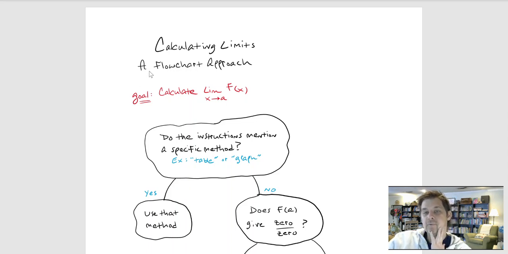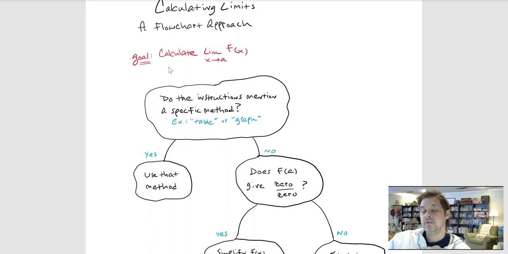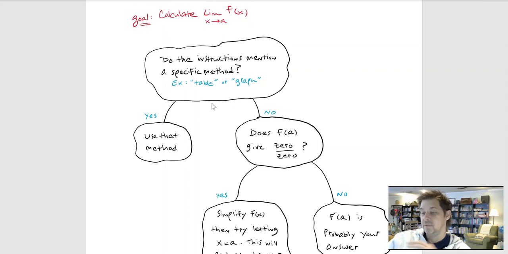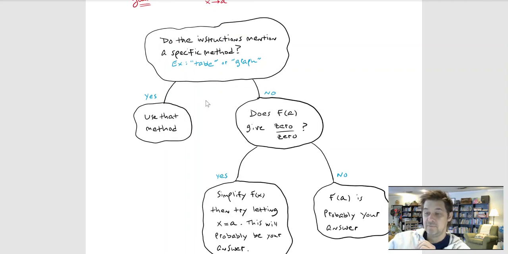Right? So what I wanted to do was talk about a flowchart approach to deciding how a limit should be done. Okay? So let's say our goal is to calculate some limit. The limit is x goes to some number a for some function f of x. So here's the flowchart. We'll talk through it and then I'll show you a few examples.